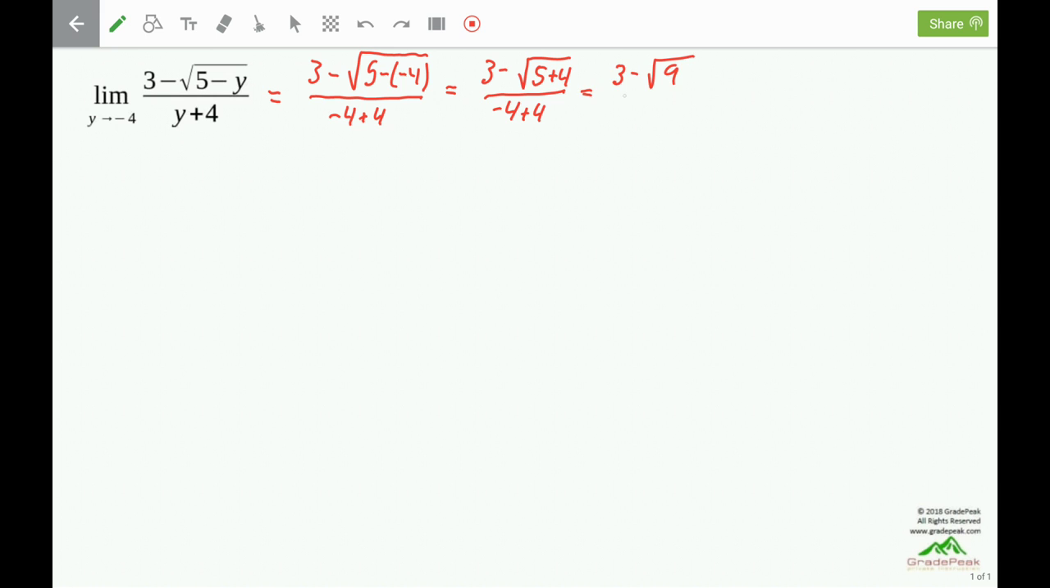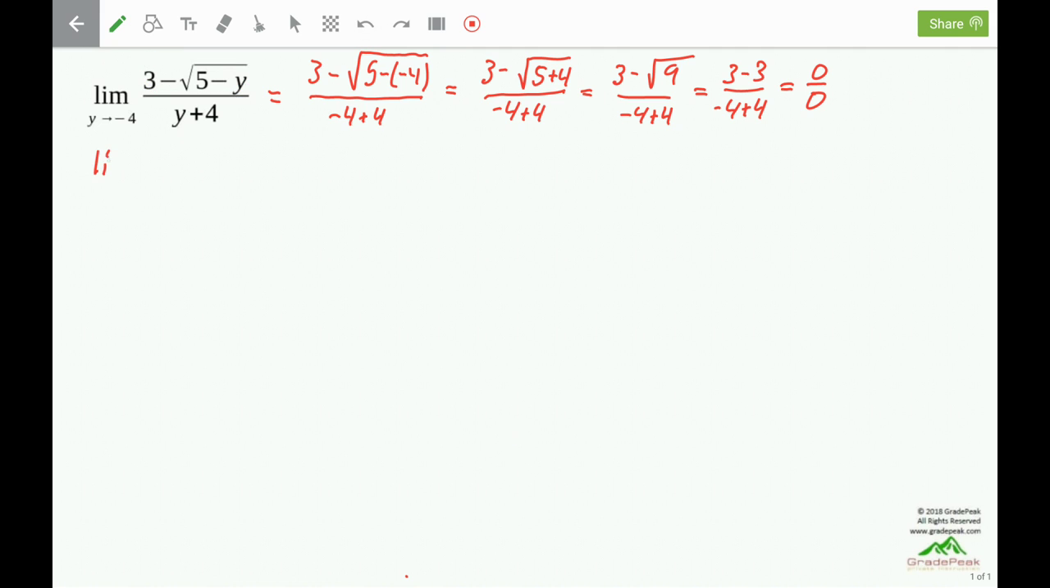5 plus 4 is 9, so we have the square root of 9. And the square root of 9 is 3, so we have 3 minus 3 over negative 4 plus 4, which comes out to 0 over 0. We have the 0 over 0 indeterminate form. We will need to rework this since we have a root combination, a root involving the variable y in some way, added or subtracted together with at least one other term. That's happening here in the numerator.